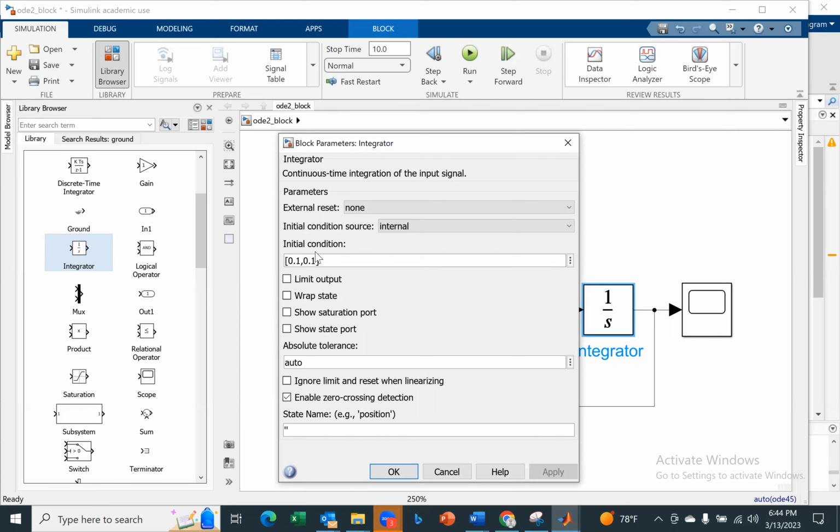Just for the kicks, make these initial conditions 0. Make this 0 and make this 0. What would happen? Nothing. Just try that. Just make both the initial conditions 0.